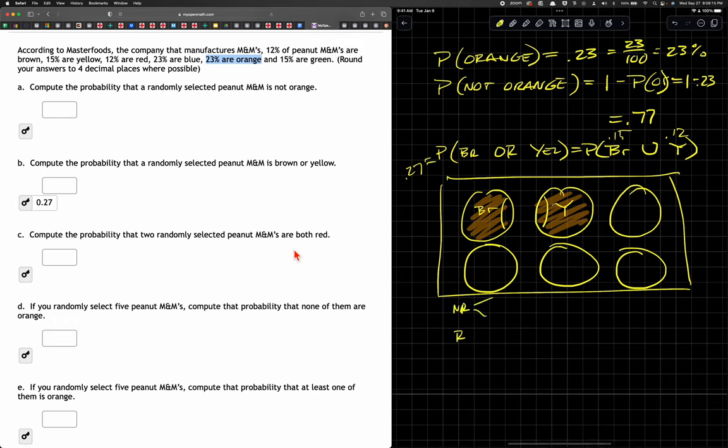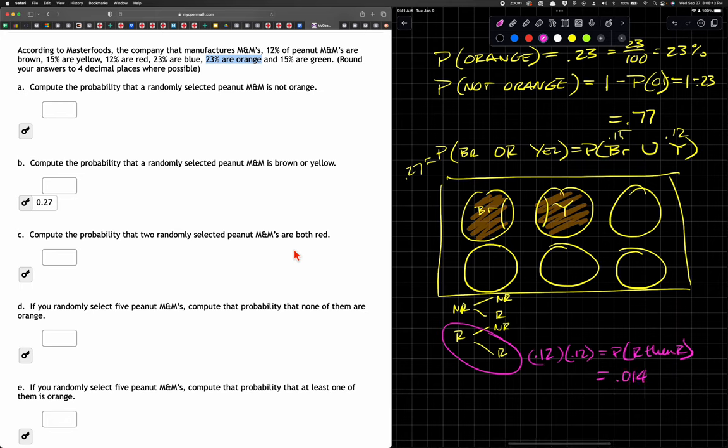And then not red, red, not red, red. And again, using that same technique, if I'm looking for red, then red, it's really this branch. Red was 12%, so it's 0.12 times 0.12, which is the probability of red, then red. And that's 0.0144, okay?